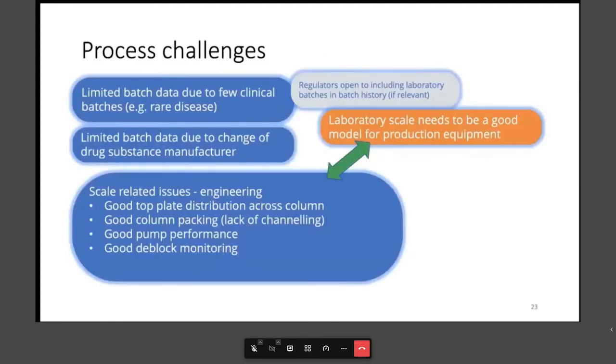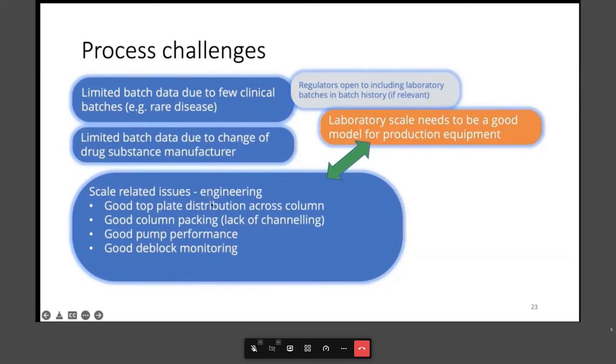I'm going to finish now just by very quickly talking about process challenges. We quite often for rare diseases have limited batch data, and the regulators understand that and are quite happy to include laboratory batches. If you do that, you are going to need a good laboratory model for production equipment, which means that understanding the implications of scale up in manufacturing is critically important.